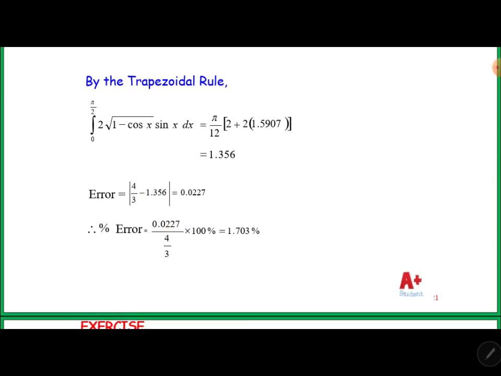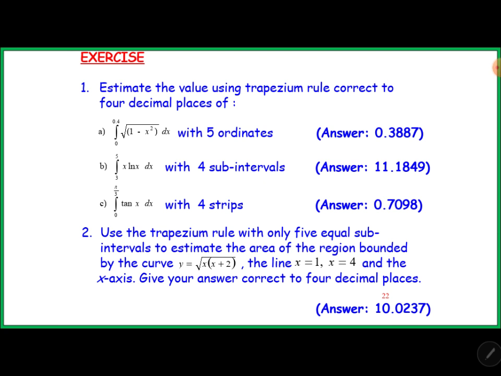Okay, so that's all for lecture 2 of chapter 3. Means that we've done with chapter 3. So you should have some time to practice this exercise to make sure you understand all the concepts in trapezoidal rule. So that's all for chapter 3.